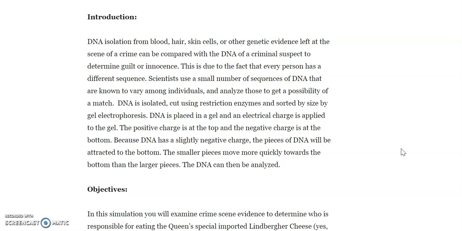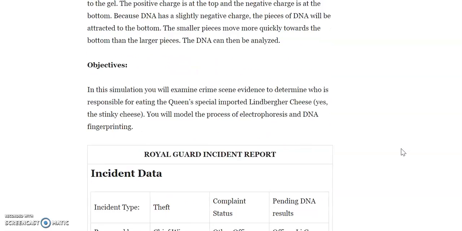We're going to be looking at a bunch of different DNA samples that are all of suspects who could have eaten the Queen's cheese, and then it'll get run through a gel electrophoresis, and this will make a little bit more sense as we go. DNA is placed in a gel and an electrical charge is applied to the gel. The positive charge is at the top and the negative charge is at the bottom. Because DNA has a slightly negative charge, the pieces of DNA will be attracted to the bottom. The smaller pieces move more quickly towards the bottom than the larger pieces. And then the DNA can be analyzed.